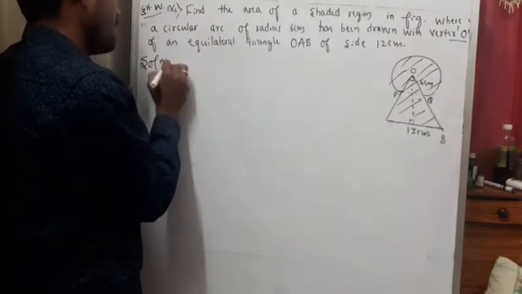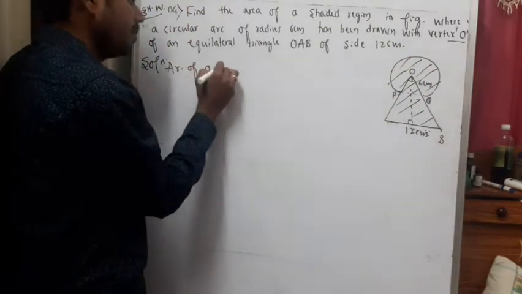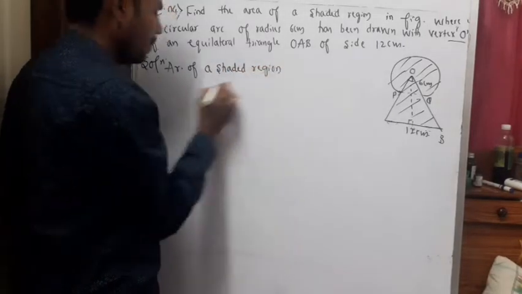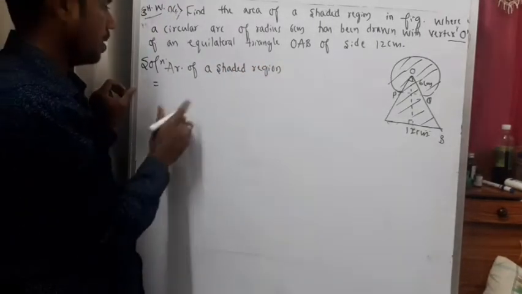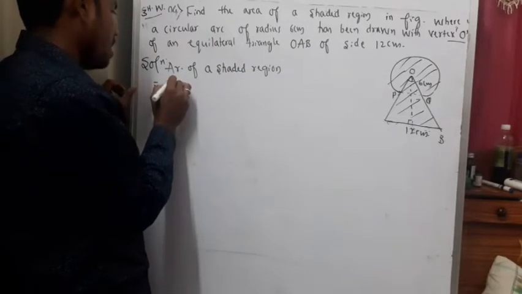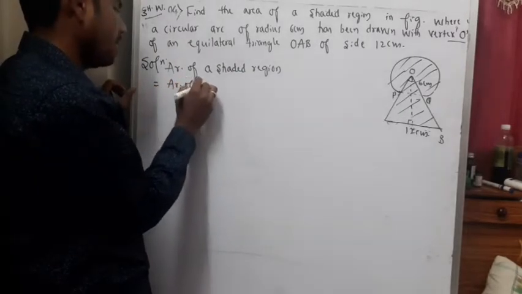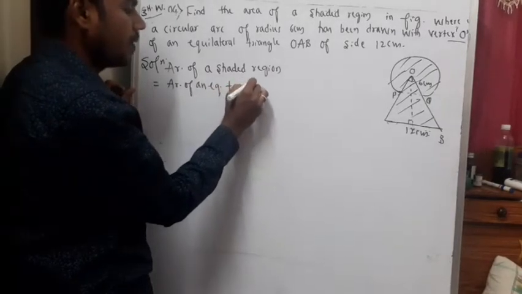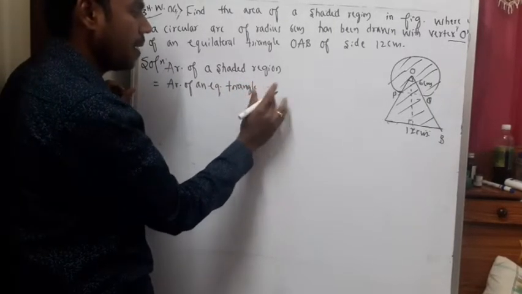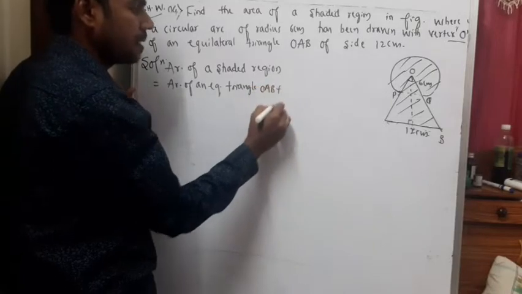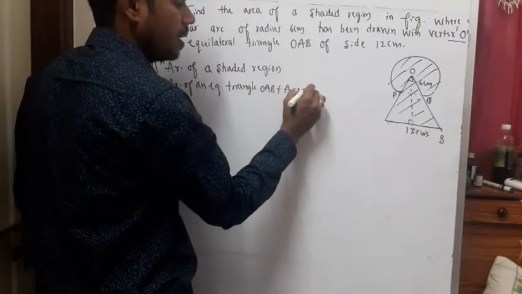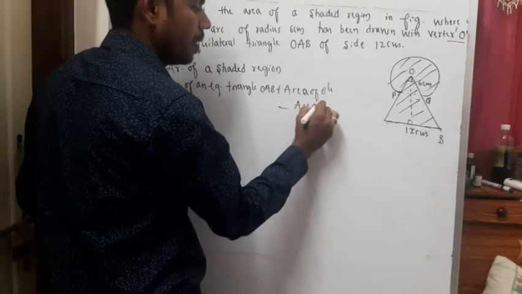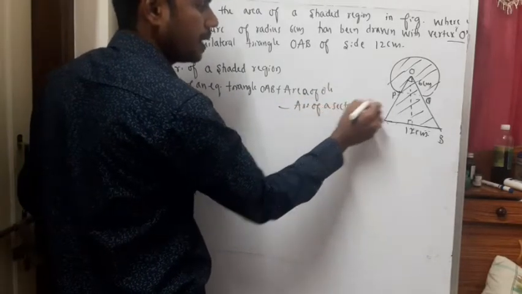What does it mean? The area of the shaded region is equal to the area of the equilateral triangle OAB plus the area of the circle minus the area of the sector OPQ.